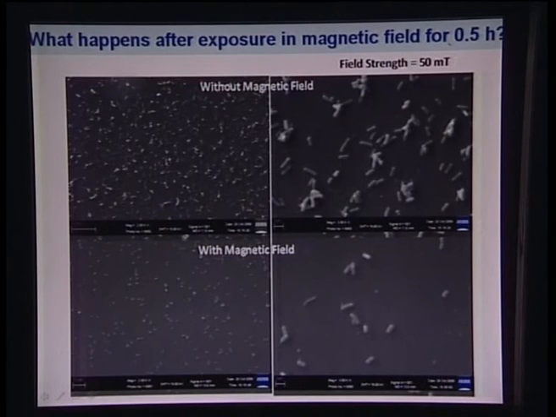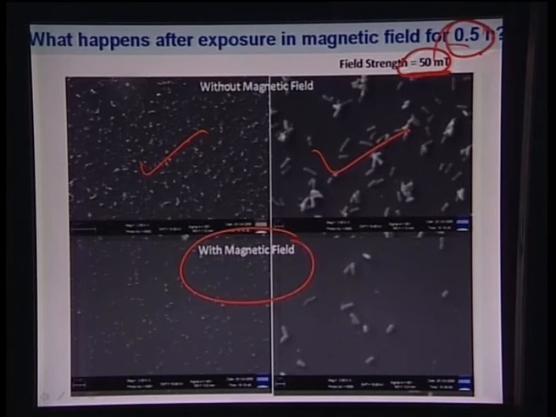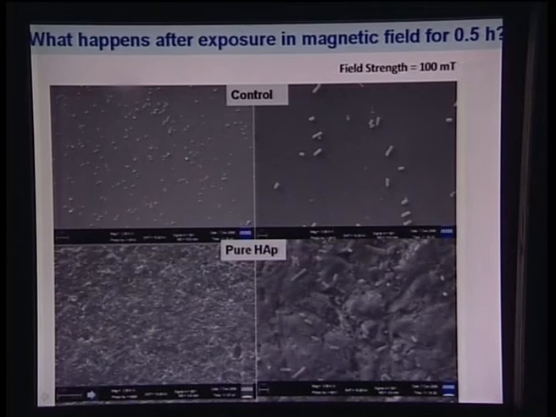Now, this is what happens when you apply the 50 millitesla field for 30 minutes of exposure. Without magnetic field, you can see that so many bacteria are adhering very happily. With the magnetic field, the number of bacteria is reduced, and also at high magnification you do not see that many bacteria or colonies compared to the control disk. A similar observation was made when you increase the magnetic field to 100 millitesla with the exposure time kept at 0.5 hours, that is 30 minutes.